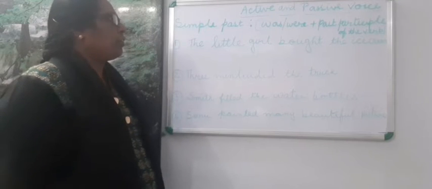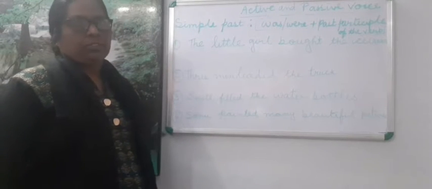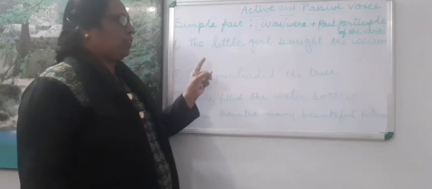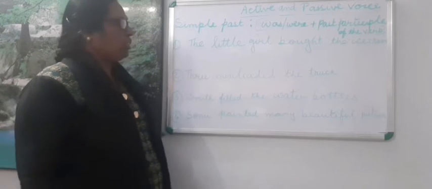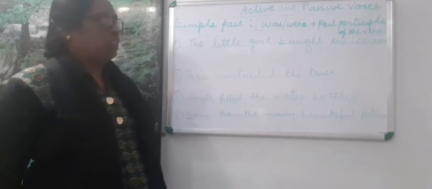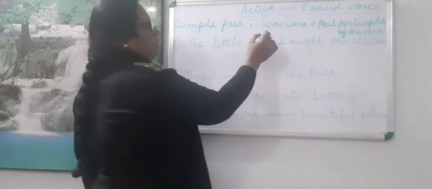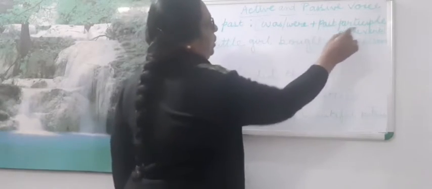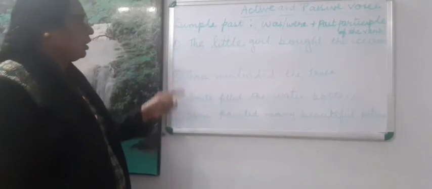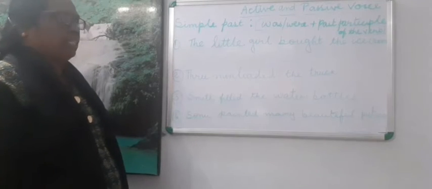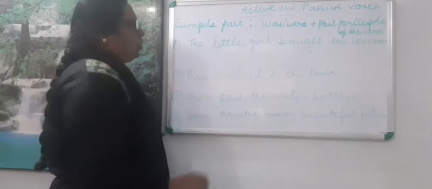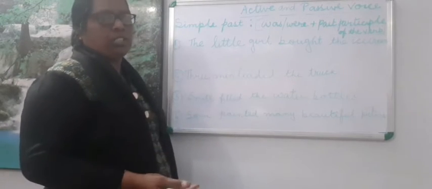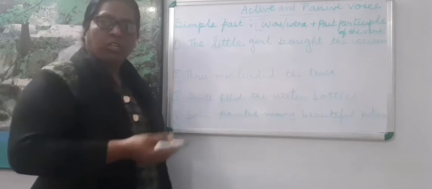Perfect. Today we will begin with simple past. What is the rule to follow when a sentence which carries active voice is to be changed into passive voice? The rule is you should use was or were plus past participle of the verb. Here I have taken a few sentences to explain how to change the given sentence from one voice to the other voice without changing its meaning.